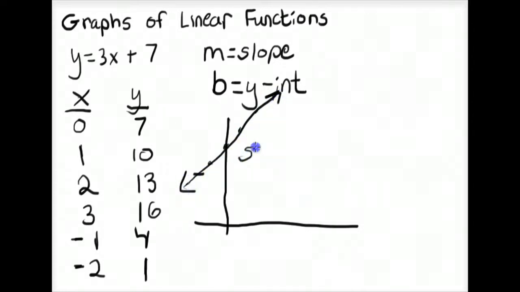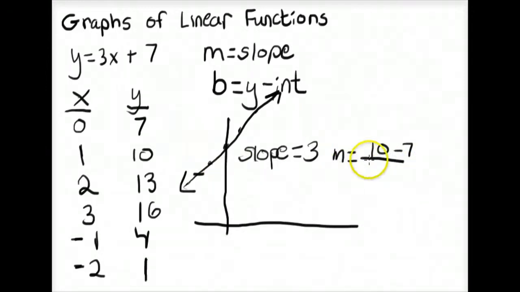And the slope of this function is going to be equal to 3, because slope is the change in y over the change in x. So the change in y from 0 to 1 is going to be 10 minus 7 over the change in x, which is 1 minus 0, so m equals 3.